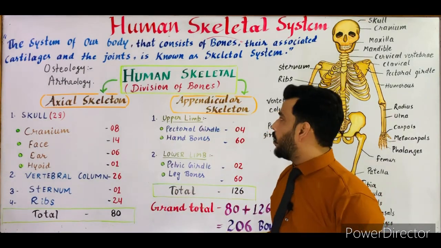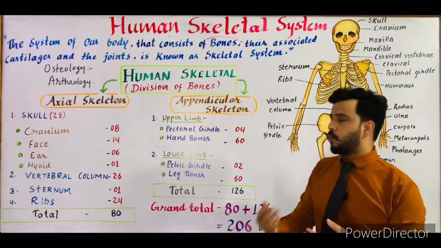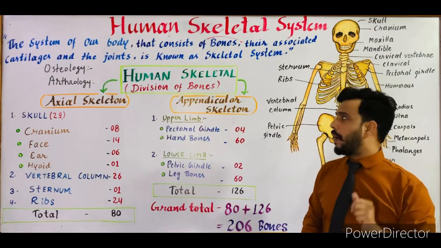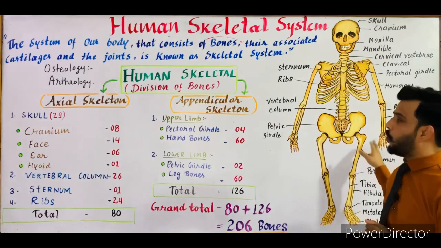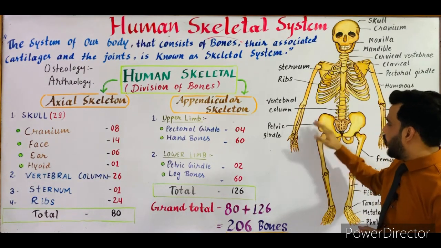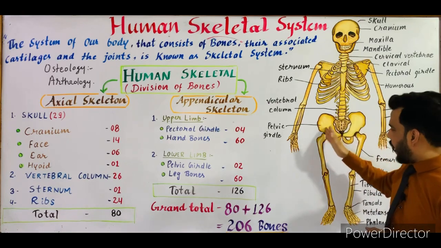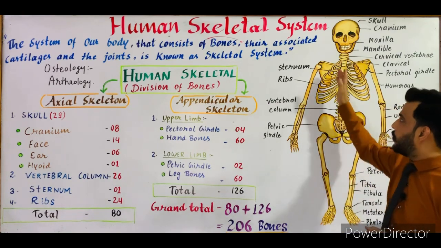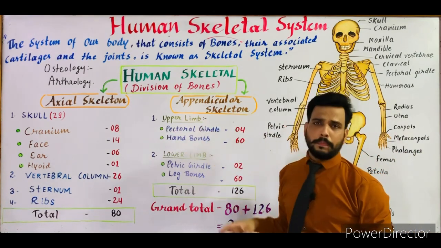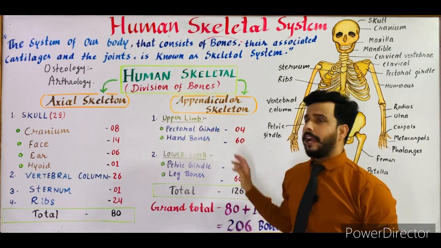Okay. Now we will talk about the appendicular skeleton. The appendicular skeleton can be divided into 2 parts, the upper limbs and the lower limbs. Upper limbs means the pectoral girdle and the hand bones. Lower limbs means the pelvic girdle and the leg bones. First of all we will talk about the upper limbs. The upper limb consists of 2 major parts, the pectoral girdle and the hand bones.